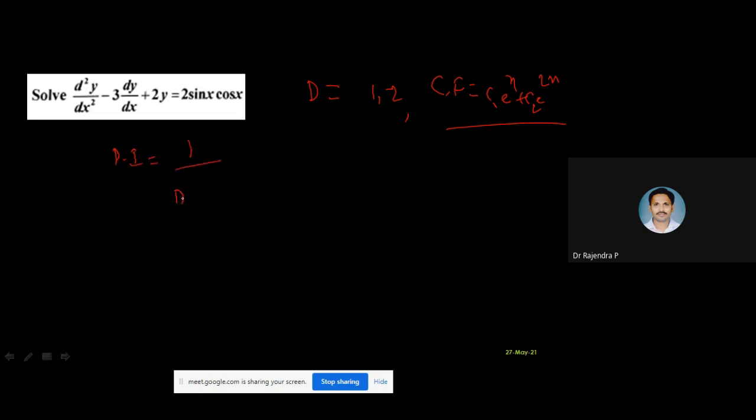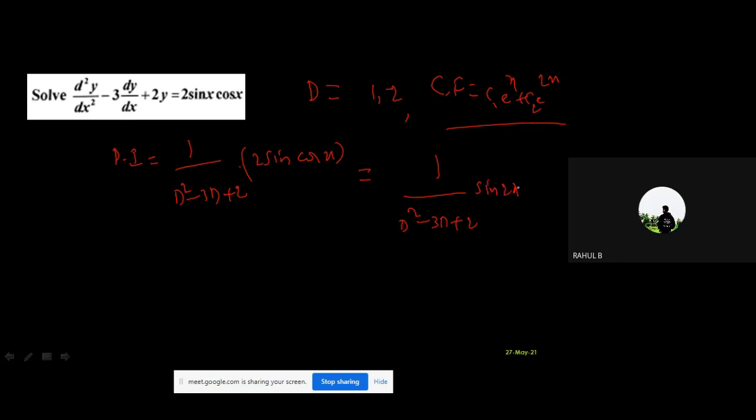1 by d square minus 3d plus 2 into 2 sin x cos x. So we have the shortcut only for sin ax plus b or cos ax plus b. It's not for the product of those two. So you should get some way to write this into either sin or cos, isn't it? Everybody knows this standard formula, 2 sin x cos x. What is the formula? Sin 2x. Very good. Sin 2x. Now we can take your shortcut here.